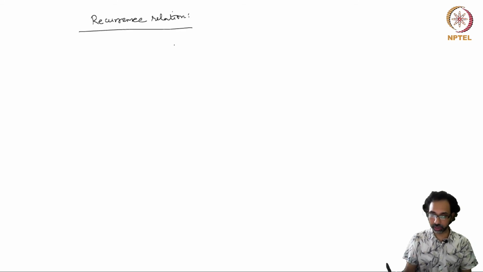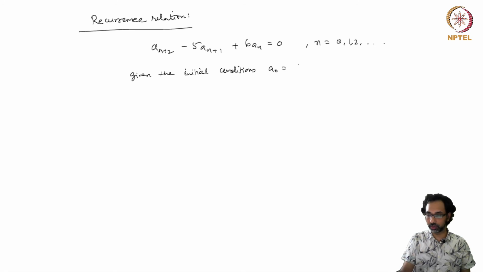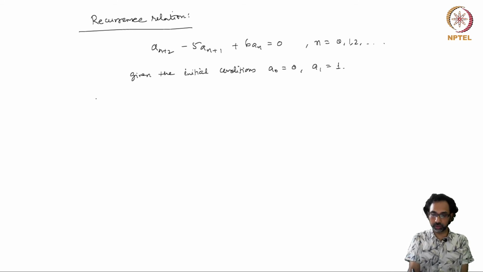So let's take the following recurrence relation: a_{n+2} minus 5 a_{n+1} plus 6 a_n equal to 0 for n equal to 0, 1, 2 and so on, and given the initial conditions a_0 equals 0 and a_1 equals 1. So we want to solve such an equation.